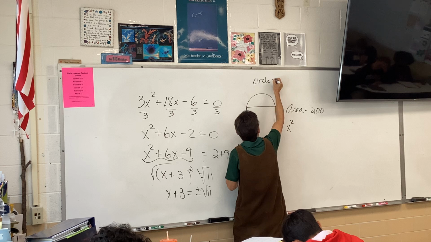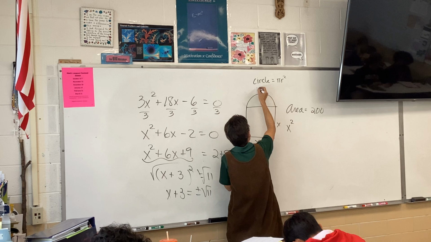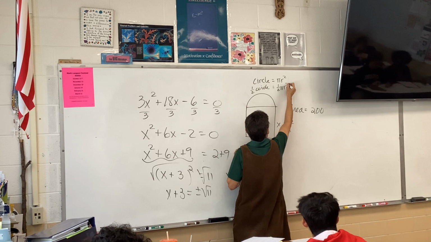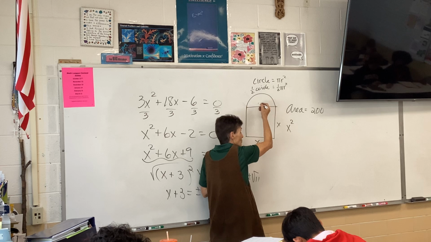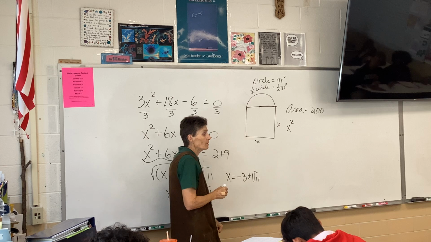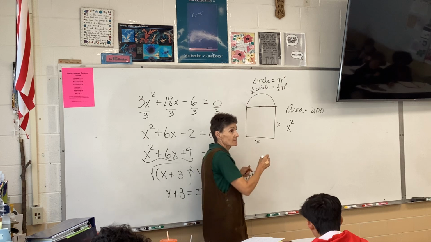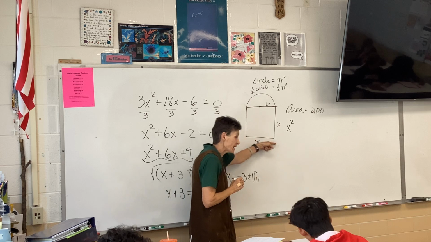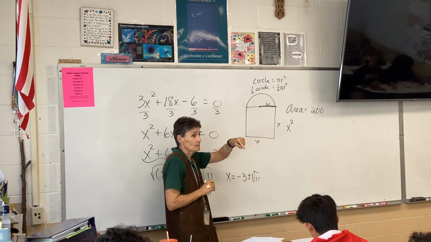So a circle is pi r squared. What would half a circle be then? 1/2 pi r squared. So the area of this is 1/2 pi r squared. Tell me about r. What's r? Radius. Well, yeah, but what is it in terms of this problem? Half of x. Isn't this 1/2 x? Isn't that x? So that's half of x. So your radius is half of x.